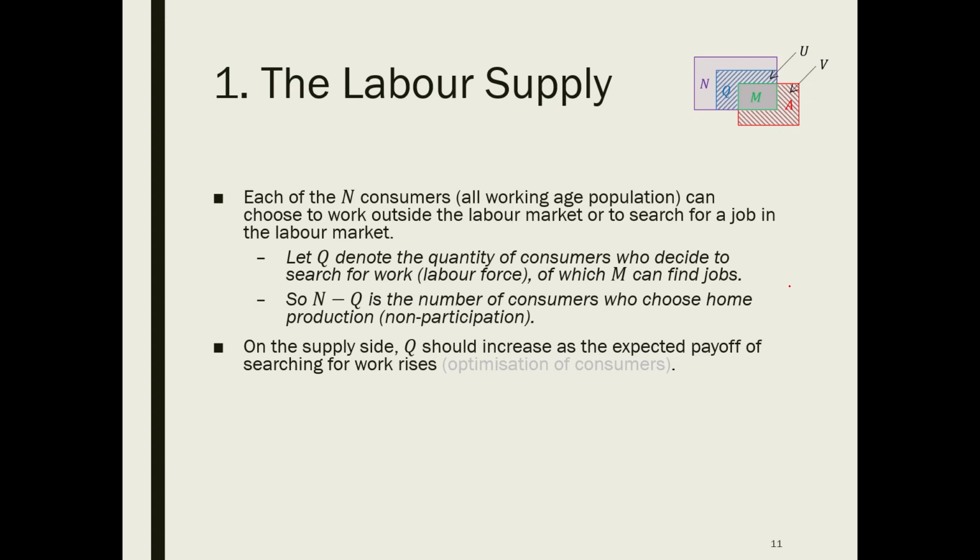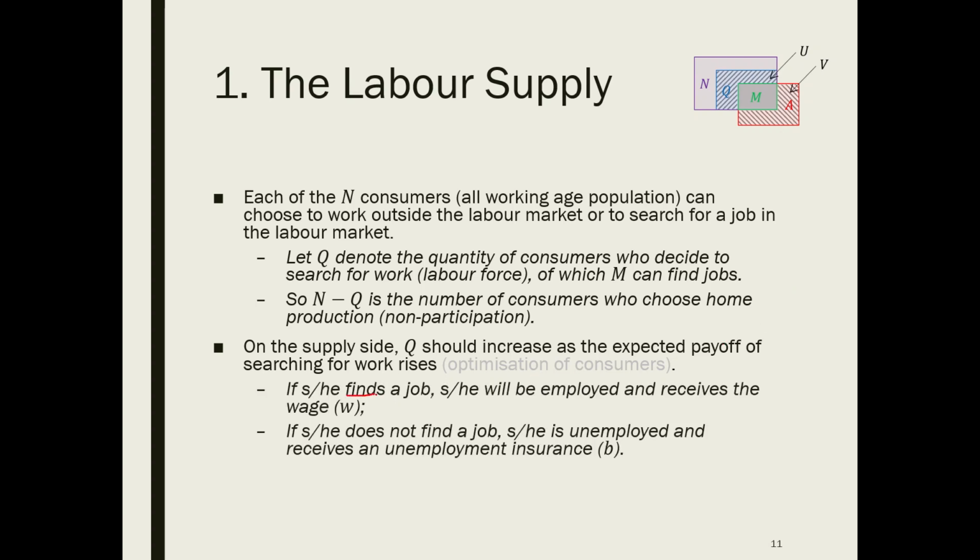There are 2 possible outcomes of searching for work. On the one hand, if she or he finds a job, she or he will be employed and receives the wage W. The probability of this case is the number of workers who find jobs, M, divided by the number of job seekers, Q. On the other hand, if she or he fails to find a job due to asymmetric information, she or he will be unemployed and receives an unemployment insurance, B. The probability of this case is equal to the number of workers who cannot find a job, Q minus M, divided by the number of job seekers, Q.